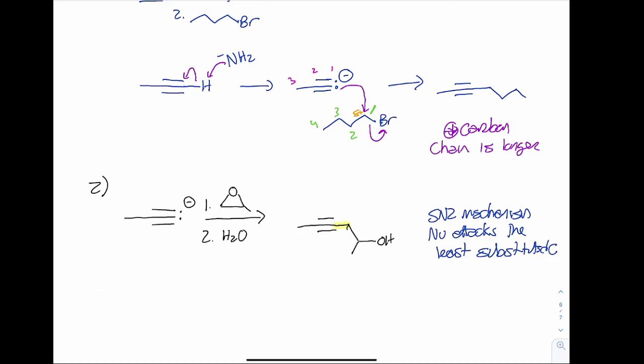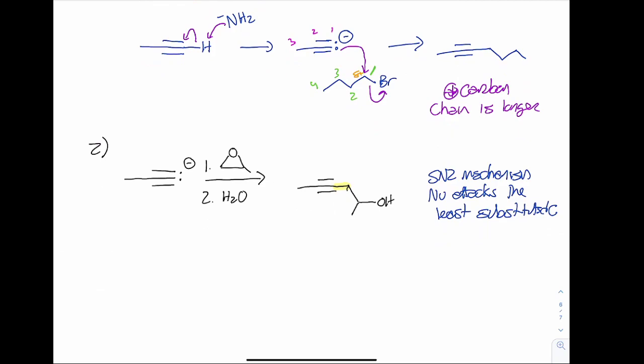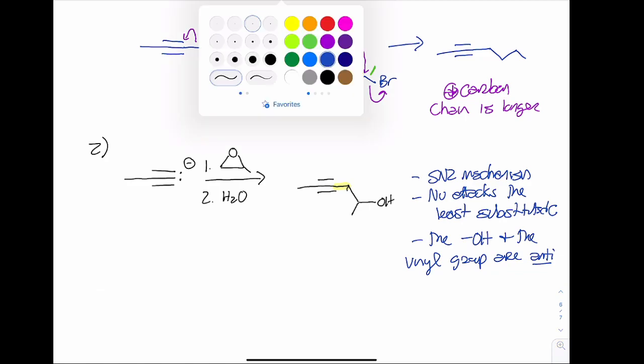carbon. It does go through the backside attack again, so my hydroxyl group and the vinyl group, right, my acetylide ion, once it's attached, is now a vinyl group, are going to be anti. So my hydroxyl group and the vinyl group are anti to each other. So all the rules that we had before when we were adding a nucleophile to an epoxide still apply. So let's go through our mechanism.